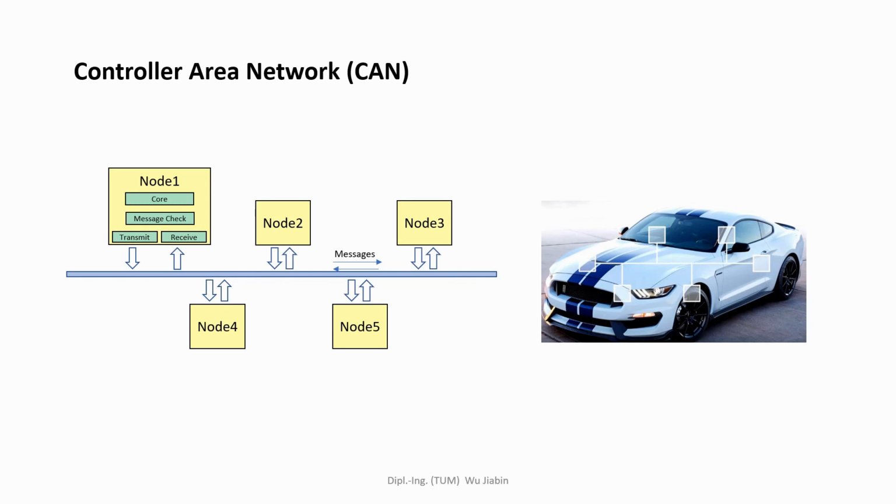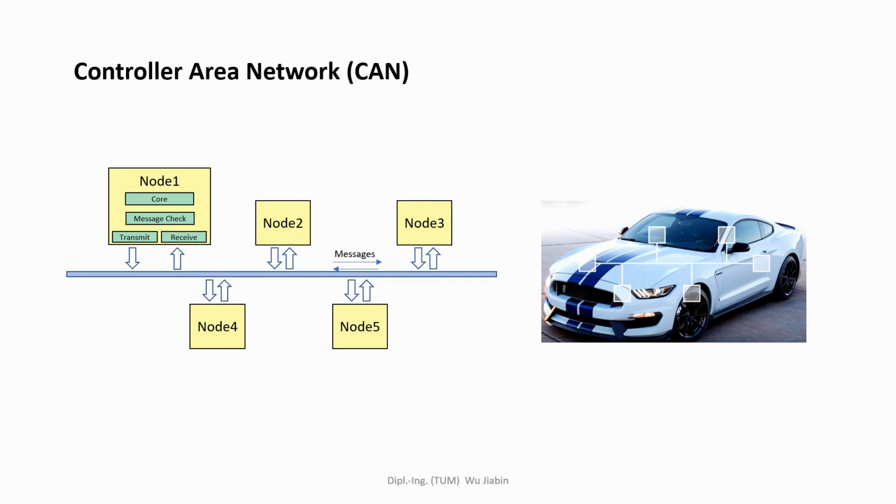This is the basic structure of a CAN network. Normally, a node is an ECU, but it's also possible that an ECU contains 2 or more nodes. And each node can send a message onto the bus with a transmitter, and it can also get messages from the bus with a receiver block. The messages are sent in a broadcast way, which means a message sent by one node will be received by all the nodes.